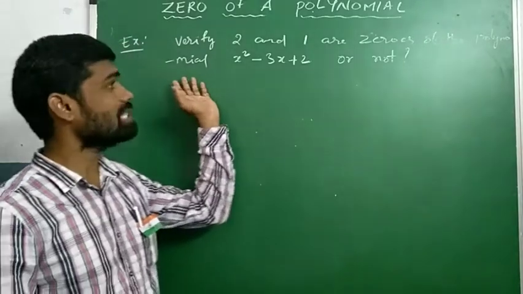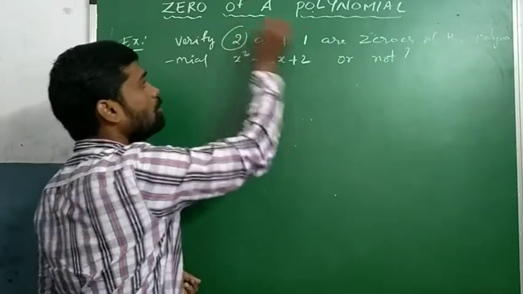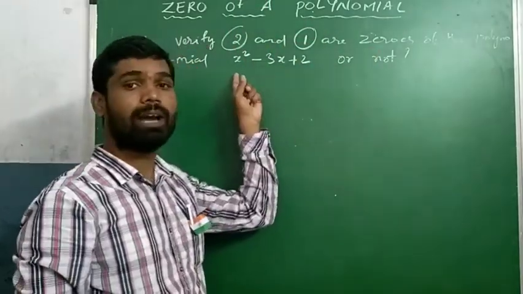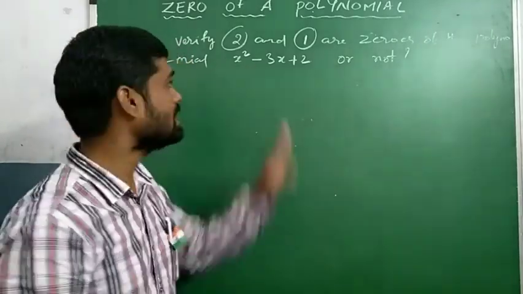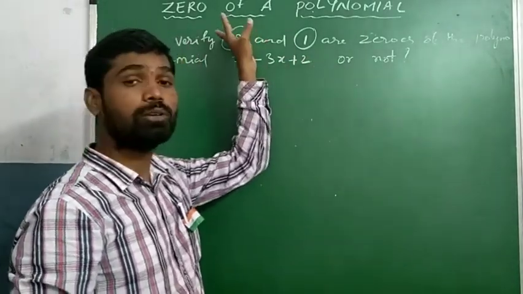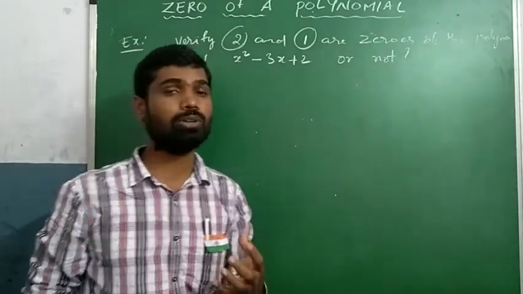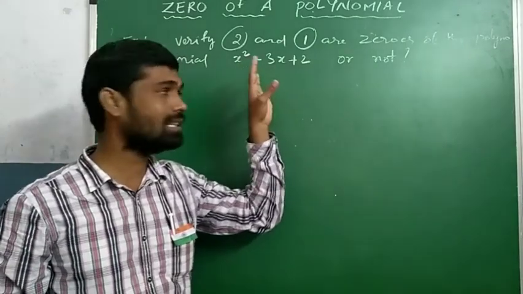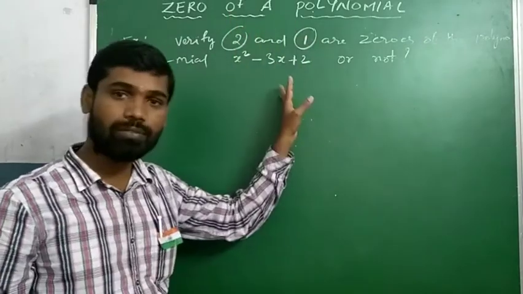Here, let's observe this example. What is the question here? Verify whether 2 and 1 are the zeros of the polynomial x square minus 3x plus 2 or not. That means the given polynomial is x square minus 3x plus 2, and we should verify whether 2 and 1 are zeros or not. So we conclude that when the value is substituted in that particular polynomial and it makes the polynomial 0, then we can consider that 2 is a zero of the polynomial.